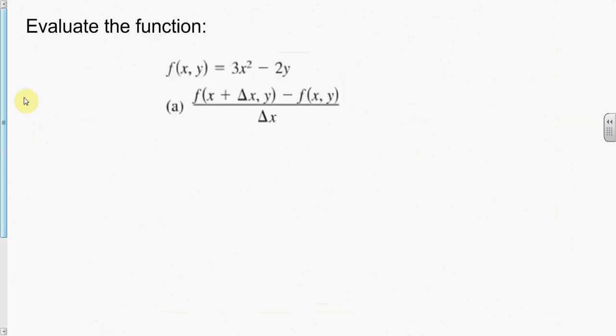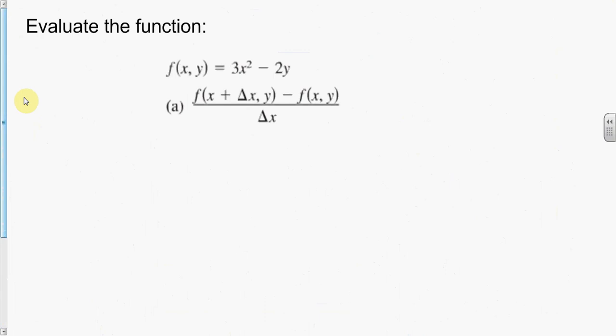Evaluate this function. Let me give you a heads up of what this is. We're trying to get prepared to find the partial derivative. Here's what this guy is saying. This is not a limit, so it's not a derivative yet. If I put a limit sign in front of it and say as delta x goes to 0, then it becomes a limit. Without that, it's just the slope of a secant line.